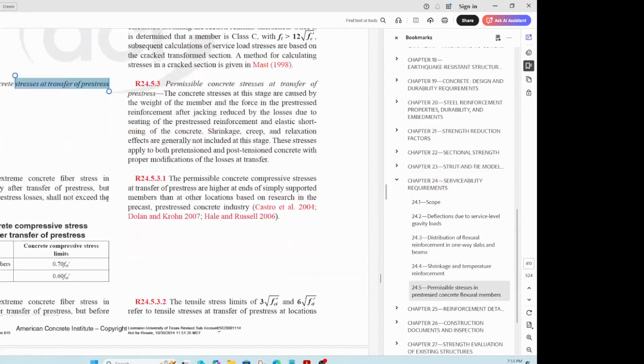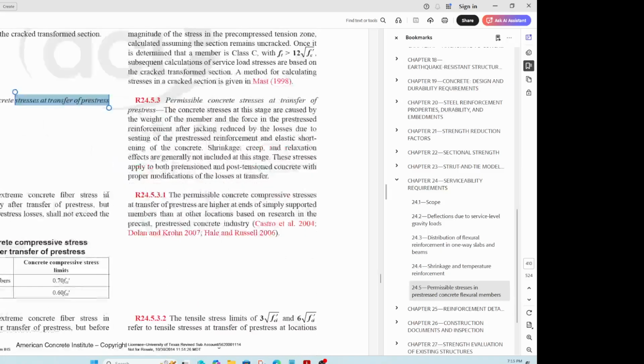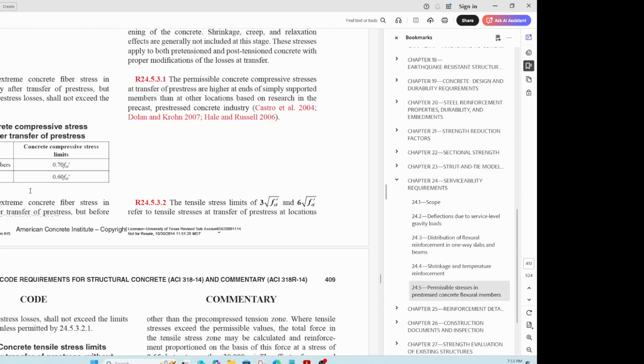So let's go back. Let's start from here, right? If you see this one here, this is the compressive stress, limits on the compressive stress, permissible compressive stress after the transfer of pre-stress, meaning immediately after you cut the ribbon. Once you cut the ribbon, you're not allowing live load yet. You just cut the ribbon.